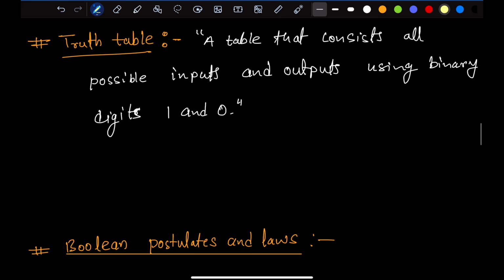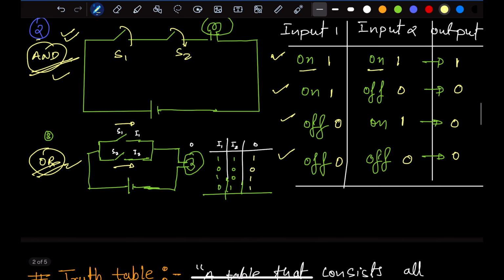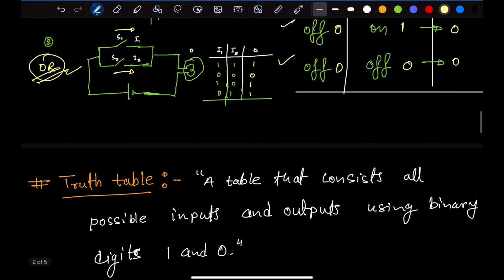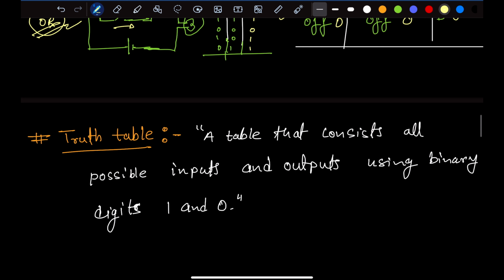Now let's move on. This table which we have drawn over here will be called the truth table, where we are drawing the inputs and outputs. So what is the truth table? A truth table is a table that consists of all the possible inputs and corresponding outputs using the binary digits 1 and 0. So these kinds of tables are called truth tables.